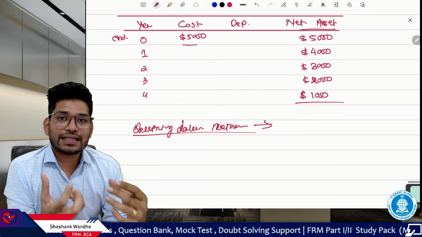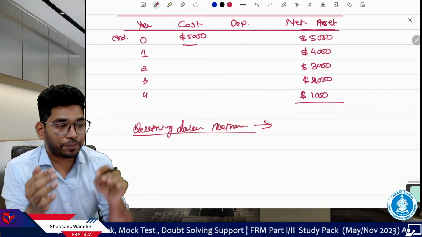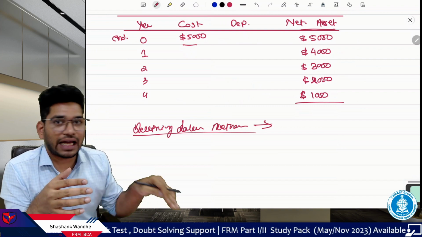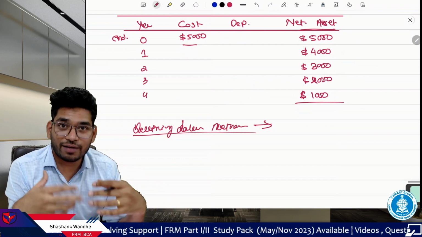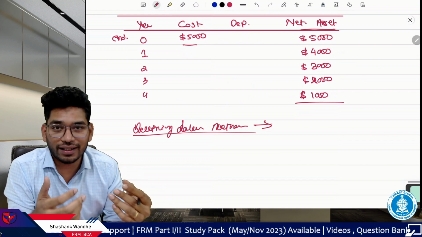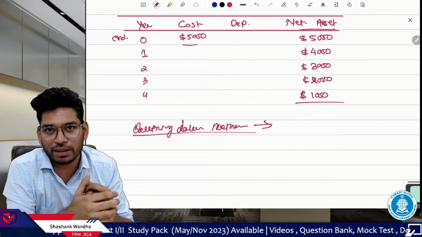Any asset will offer you higher economic benefit in the starting period, and its economic benefit will decline with time. If you purchase a new car, you will get more fun driving it for the first year and your fun will decline with passage of time. The same is applicable for economic benefits, right?